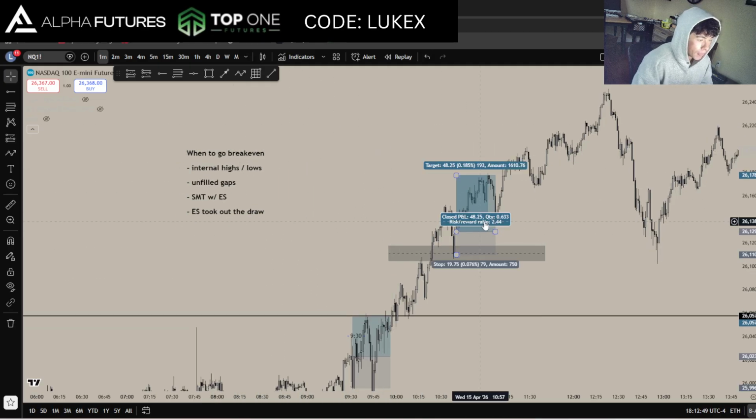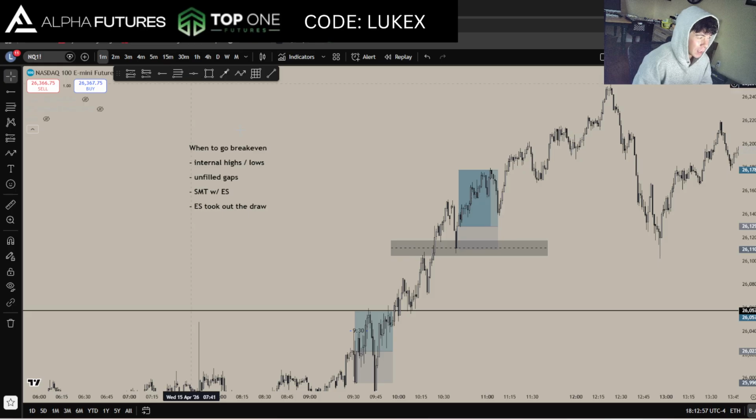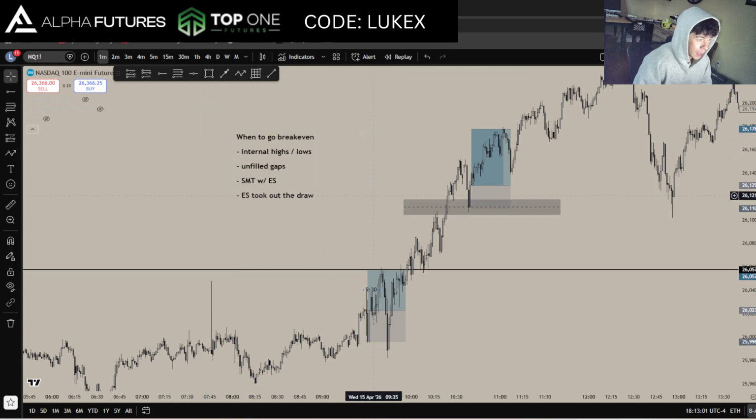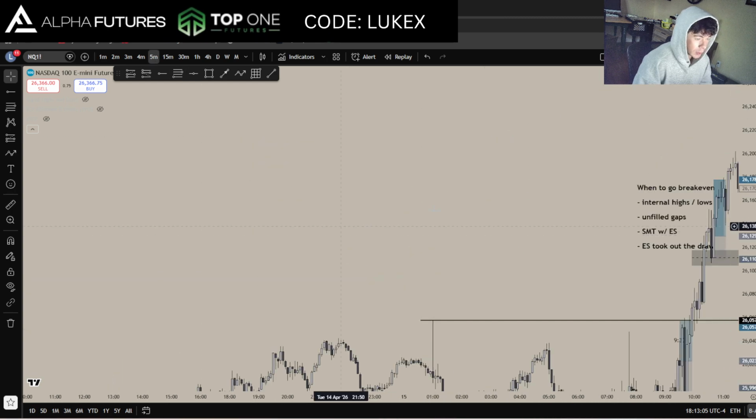So I'm going to run through some examples for you guys really quick. I have trades from today. This is a trade that I actually took. I'm going to talk to you guys when I went break even on it. And then this one I didn't take, but I thought this was a good example. And then I'll try to find some other examples. I'll pause the video in between, but let's start with this one right here.